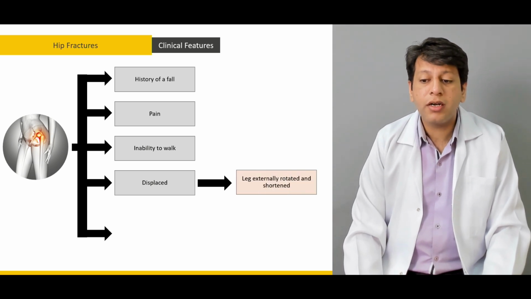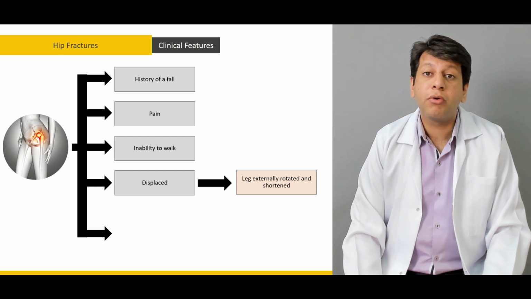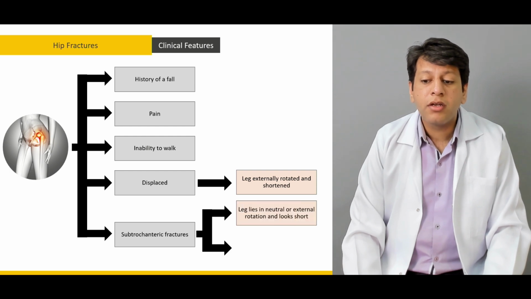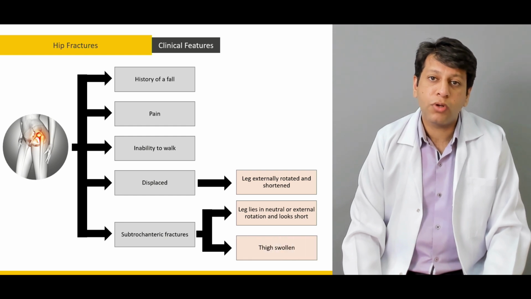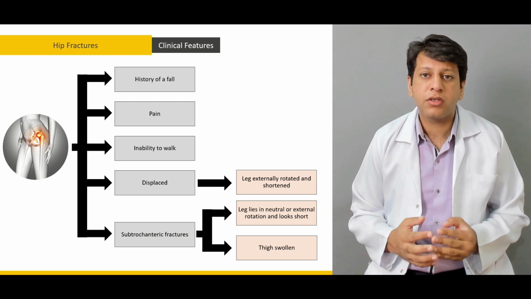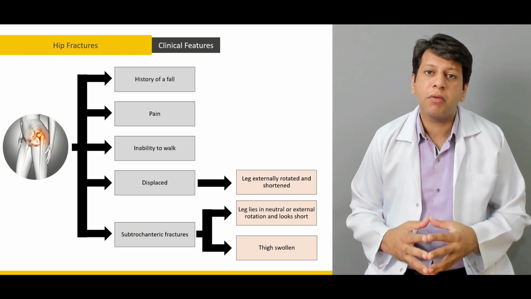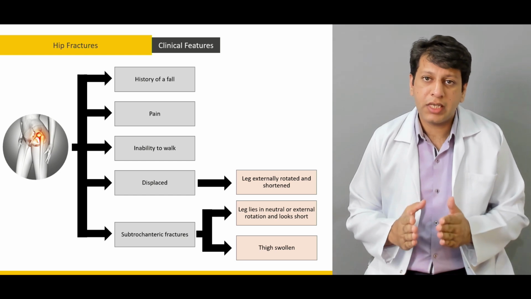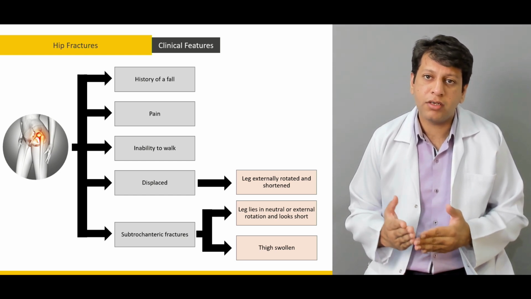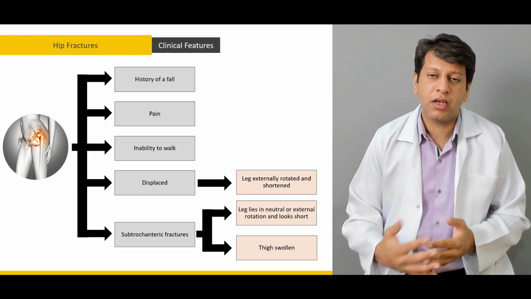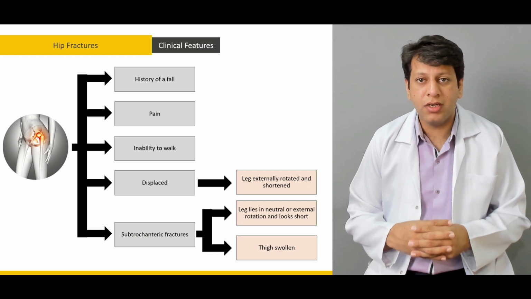The leg may be externally rotated and shortened, or it may be internally rotated and adducted. For example, in a subtroch fracture, the leg may lie in neutral or external rotation and look short, or the thigh may be swollen as well. Swelling of the thigh means shaft of femur fracture. This could be a subtroch femur fracture, or the swelling of the thigh may be due to hematoma. So sometimes clinically you cannot exactly judge whether it's a neck of femur, intertroch, or subtroch fracture. For that you need examination, and after that you need x-rays to understand what type of injury it is.